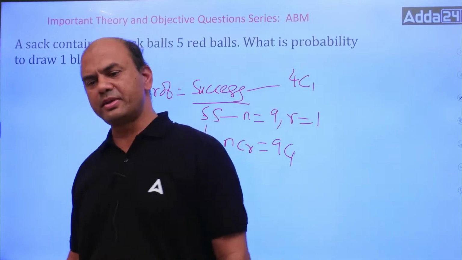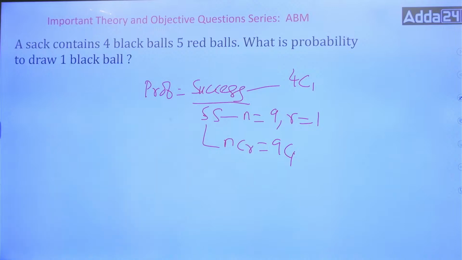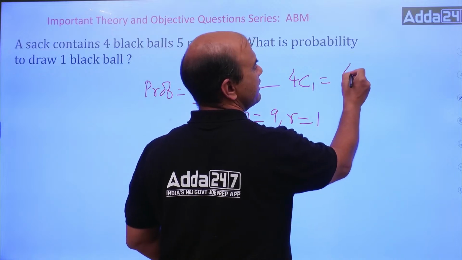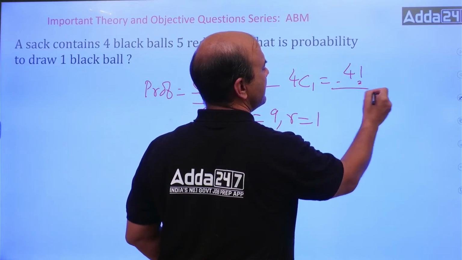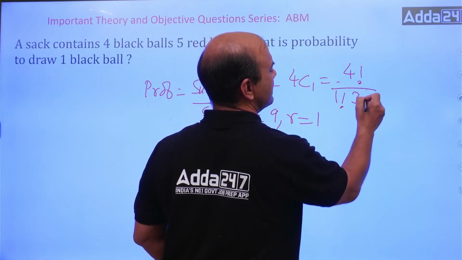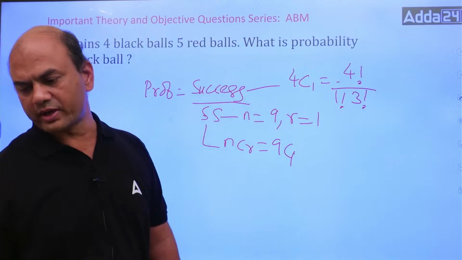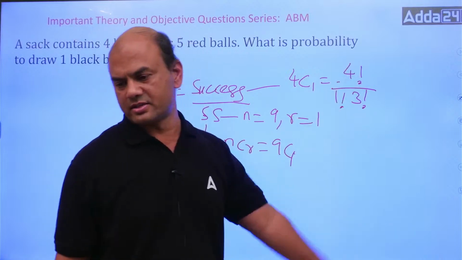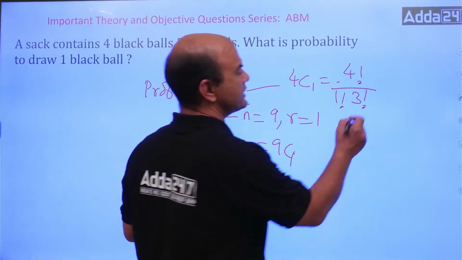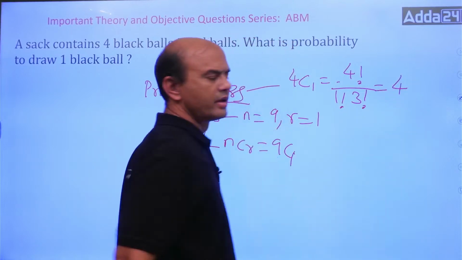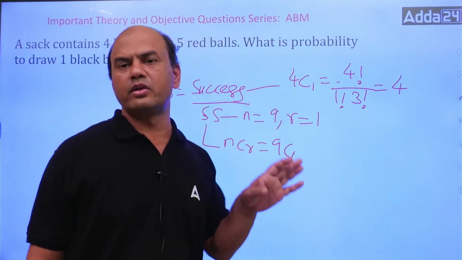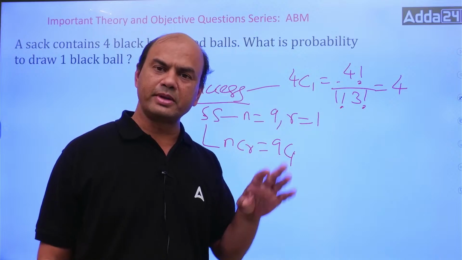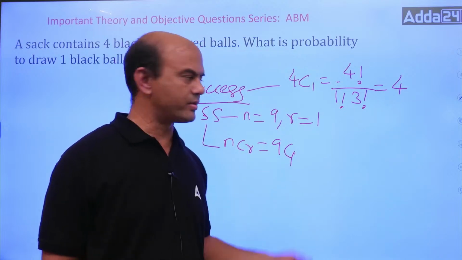You try for some time. Let me see in the comment section what answer you are getting. Okay, what is the answer for this numerator? 4C1. So 4 factorial divided by 1 factorial into 3 factorial. So this 3 factorial will get cancelled. So 4 upon 1. So answer is 4 over here. 4 factorial is 4 into 3 into 2 into 1, denominator 3 into 2 into 1, so that gets cancelled. 4 remains. 1 factorial is 1.